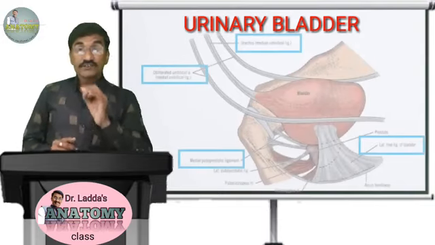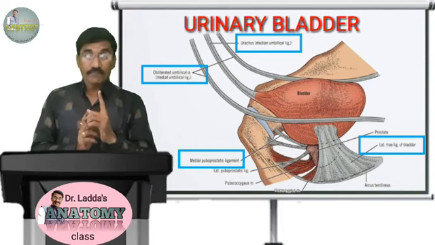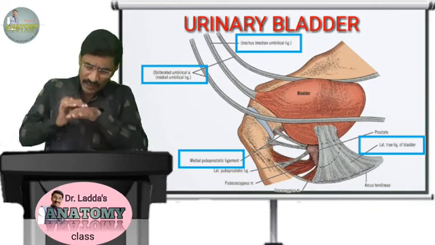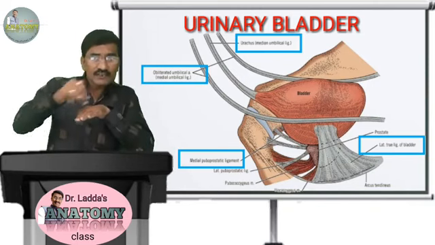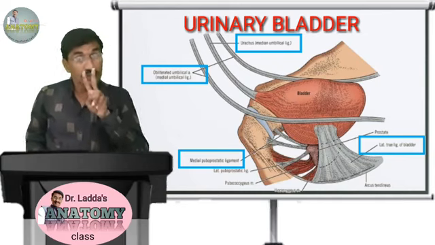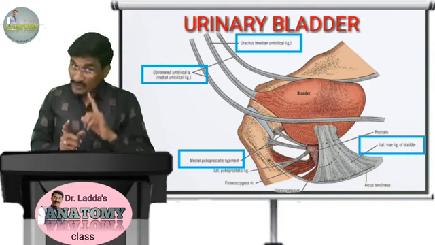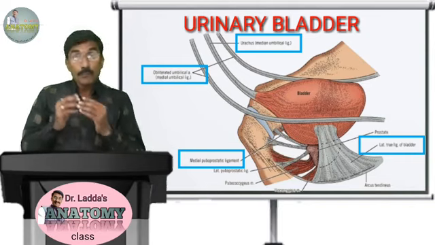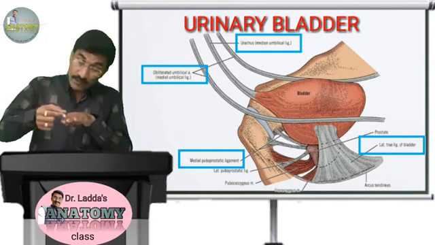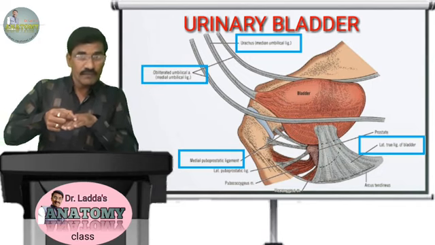There are 6 true ligaments of the bladder, and among these true ligaments, one is the lateral true ligament. What is lateral? Suppose this is the bladder, the ligament which is toward the lateral side of the bladder. Means there are 2 lateral true ligaments. Number second, lateral puboprostatic ligament. Puboprostatic means the ligament which is attaching the pubis to the prostate. Now in female, what could be?